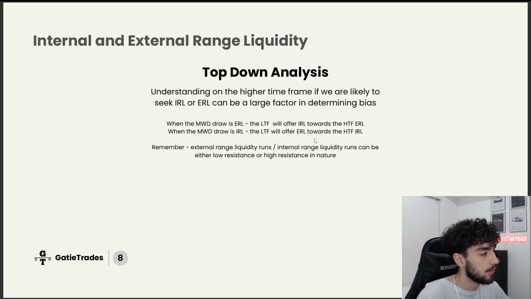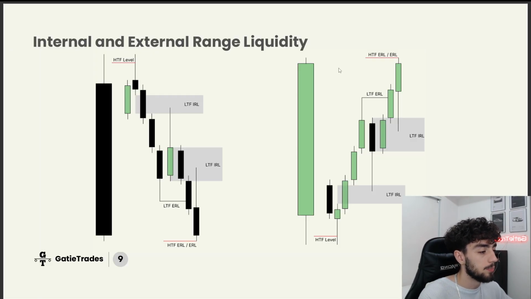So I will go over this. You might have to read this a couple times, but once you understand this, you'll understand how to determine bias some of the time. This is only one of the things I use. And then remember, very crucial, external range liquidity runs and internal range liquidity runs can either be low resistance or high resistance in nature. We talked about this in the previous video, so make sure you go back and watch that, and we will do another separate video on just that specific topic. All right, so that is the PDF.